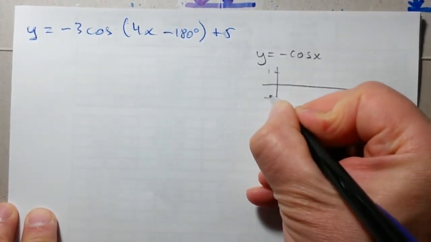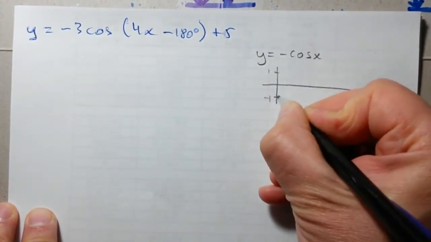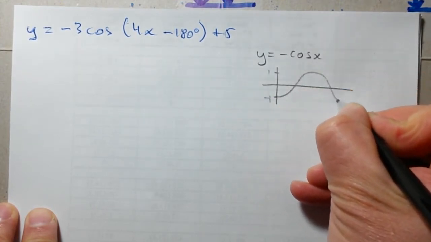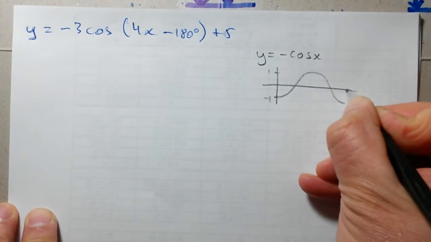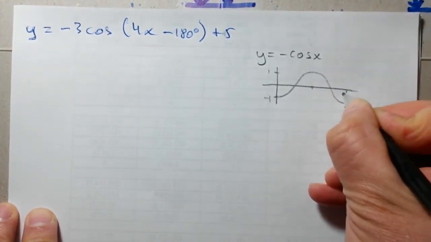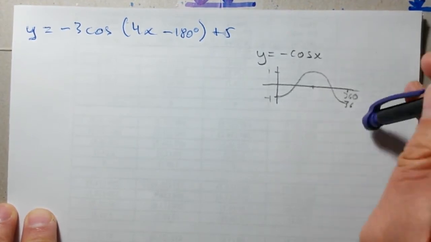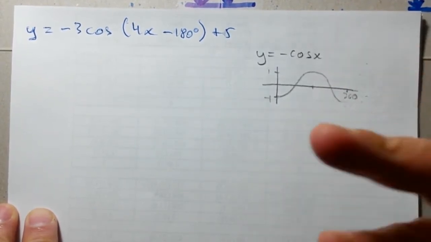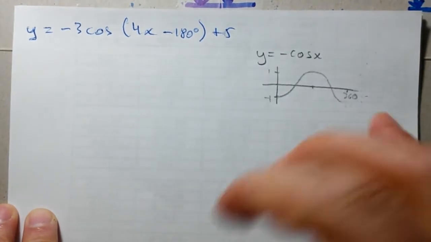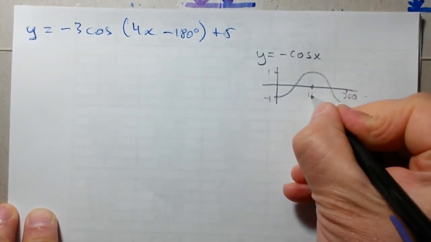Positive 1, negative 1, and it's negative cosine x, so we start at the bottom, we go all the way to the top, and then we end up over here, and that will be 360 degrees. And this would be 180 halfway. Okay, anyways, have that as a reference.